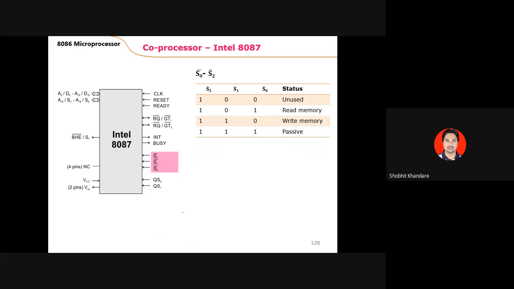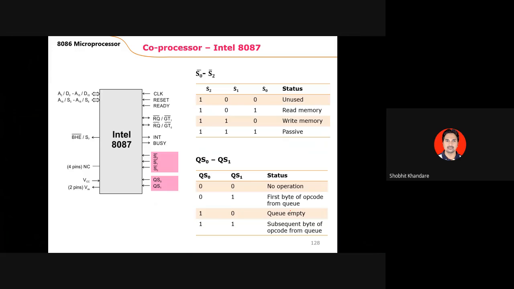This is the same thing as what we studied in the 8086, the status pin. The same thing is applicable here, and here also there is no operation. This is regarding the queue. When we studied the instruction queue of the 8086, I explained QS0 and QS1, so please go through that. Here also it will give the status. Actually I am reading the status.